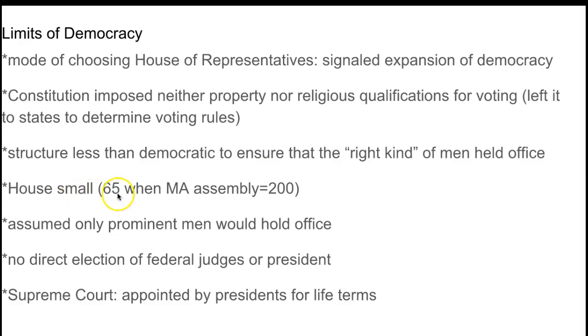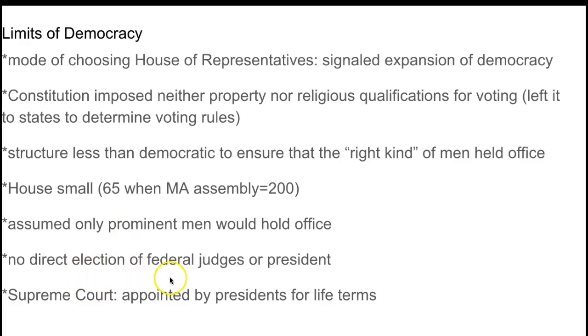The House of Representatives, where we have 435 now, there were 65 in the House of Representatives. The Massachusetts Assembly had 200 representatives in their state assembly, so it was much more open to democratic ideals. There were more people, and there was a lot more representation than there was in the House of Representatives. They wanted only prominent men to hold office.